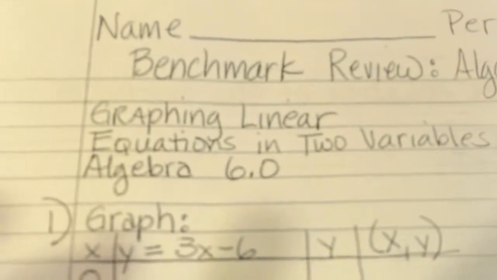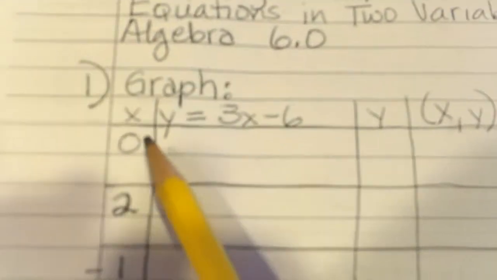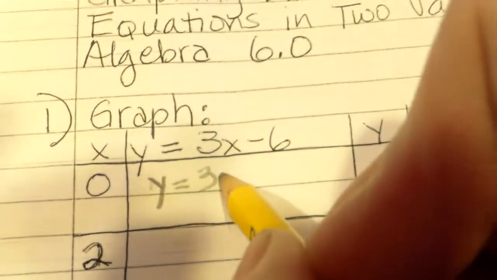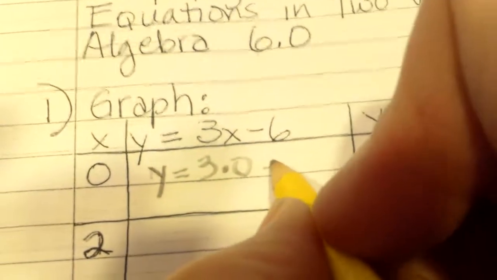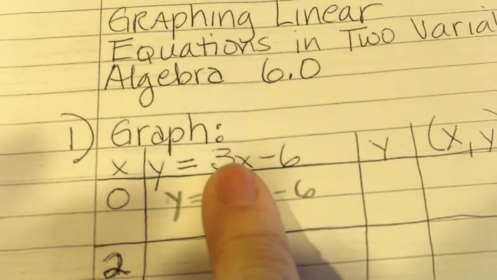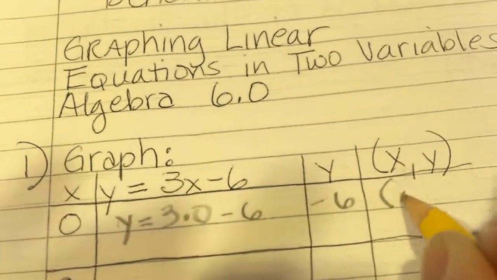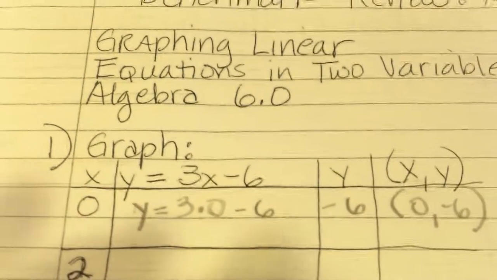Now, here's the benchmark review that I gave you last night. Graphing linear equations in two variables, and it's Algebra 6.0. So the first thing I asked you to do was graph this linear equation, and I gave you 3 random values. So we're going to make x equals 0. So y equals 3 times 0 minus 6. Well, 3 times 0 is just 0, isn't it? So y equals negative 6. 0, negative 6. There's your first point.